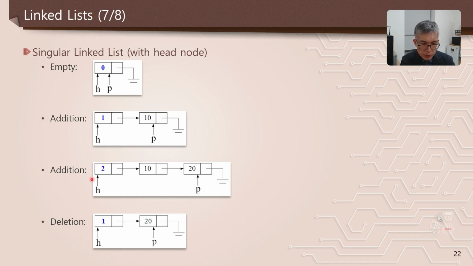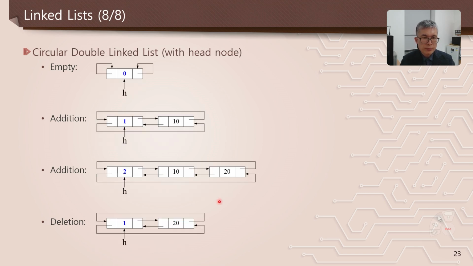Okay, so the delete case. We delete this one, and then head next points to P, and then we can link like this. So we can make a circular doubly linked list with a header node. Initially the header node's next and previous point to itself. Then in the addition case, this one points to the header node, and head next points to this added item, and H's previous points to this new node.